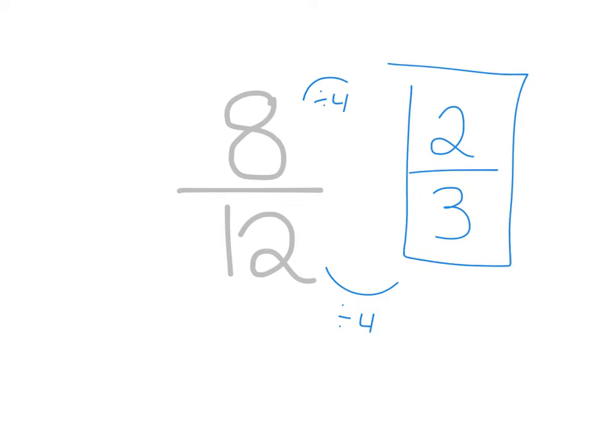I know you know this, but I wanted to point out what happened here when I simplified it. I divided a numerator and a denominator by the same whole number. So I divided the numerator by a whole number and the denominator by the same whole number.